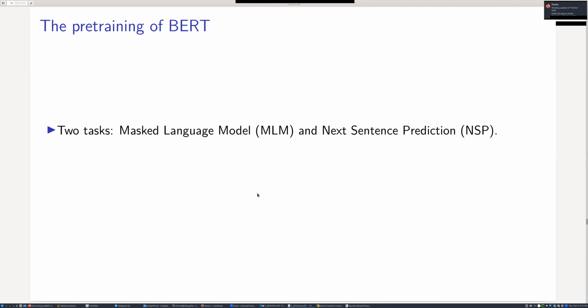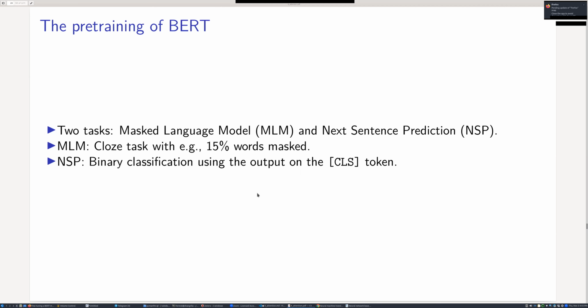The first task is called the masked language model, which we talked about last time, right? It's also called a cloze task. Basically, I have a sentence, I knock out one word, and I ask the neural network to predict what that word is. This is called a masked language model, so you will see MLM quite often.